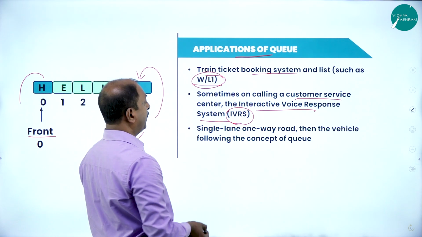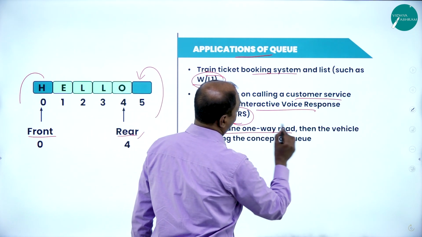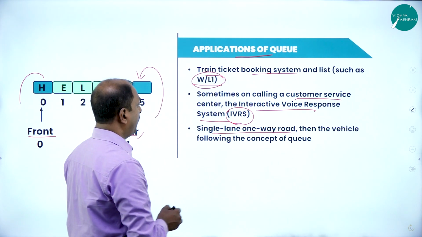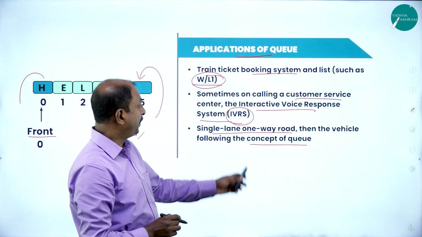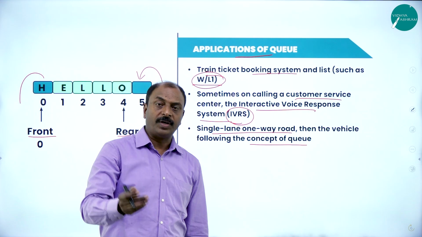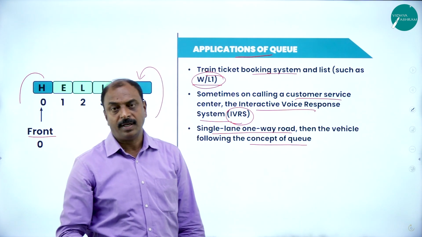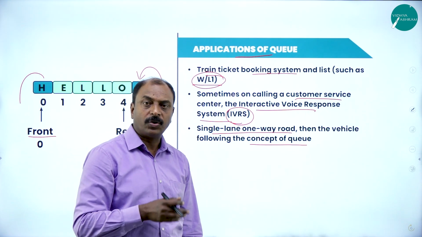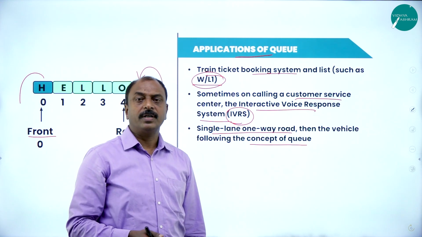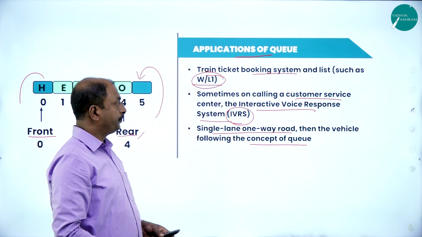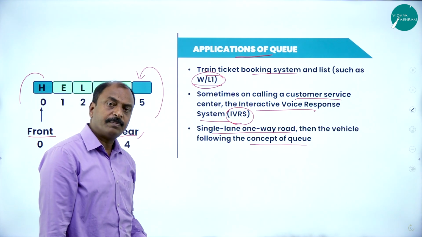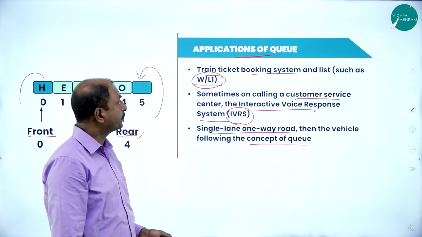And one more example is a single lane one-way road. Vehicles follow the concept of a queue. What is the meaning of this? If there is only one-way traffic, if the road is marked as one way, then all the vehicles follow one by one, one following the other. That is an example of a queue. These are the applications or examples of queue data structure.